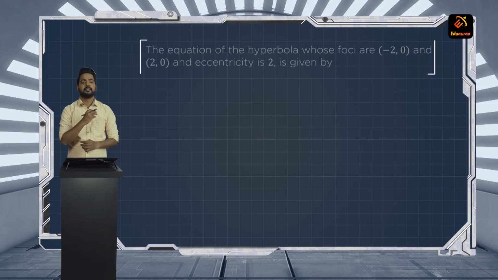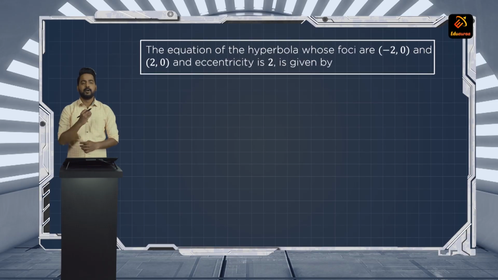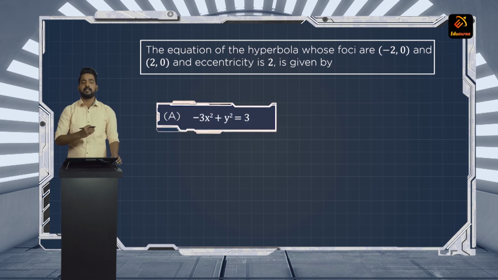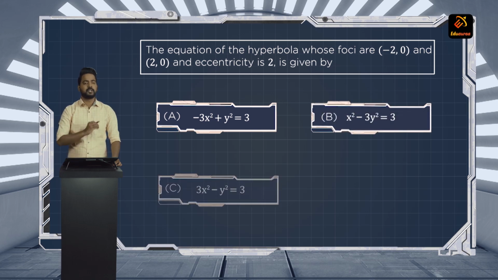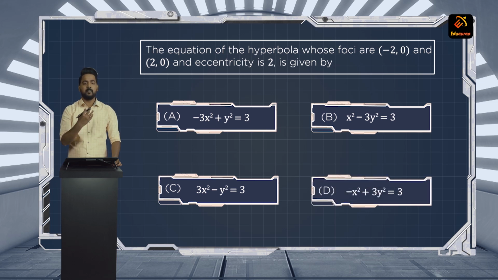Next question is: the equation of the hyperbola whose foci are minus 2, 0 and 2, 0 and the eccentricity is 2 is given by option A minus 3x square plus y square equal to 3, option B x square minus 3y square equal to 3, option C 3x square minus y square equal to 3 and option D minus x square plus 3y square equal to 3.